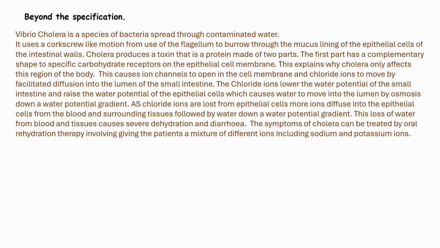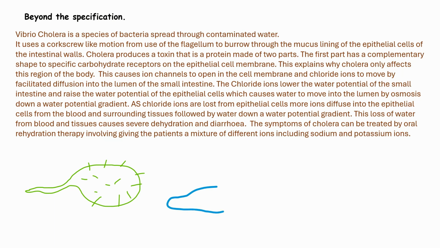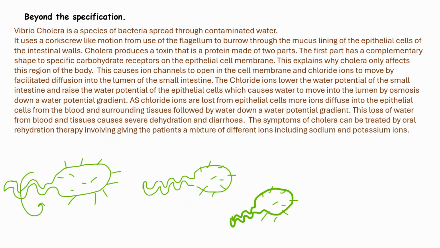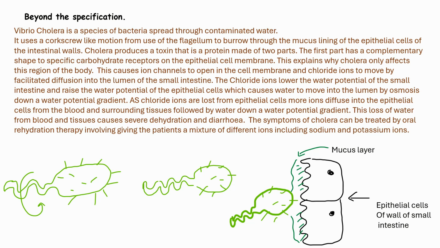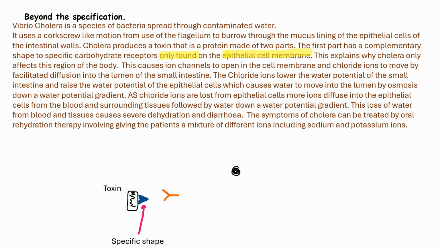Right, here's my beyond the specification. Okay, we got Vibrio cholerae. Now, this is from the old spec. If you've got an old AQA book, you can look online for an old AQA specification. You'll find this is there. Basically, it's a species of bacteria which is spread through contaminated water. Check out the grade D GCSE art. It uses a corkscrew motion of its flagella to burrow through the mucus lining of epithelial cells of the small intestine. So that's going to get you marks.